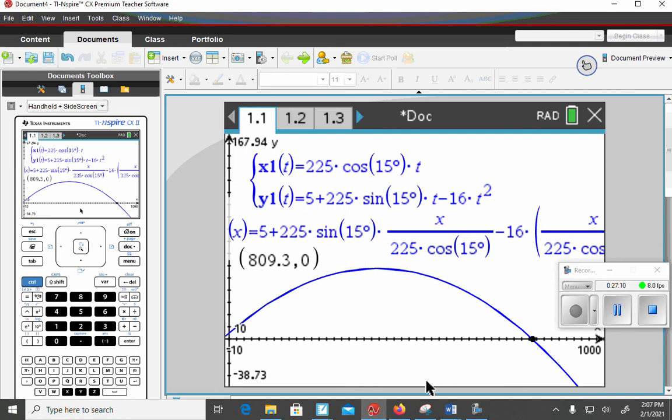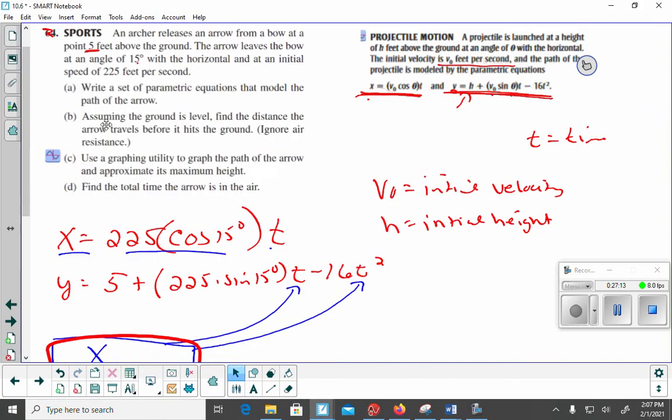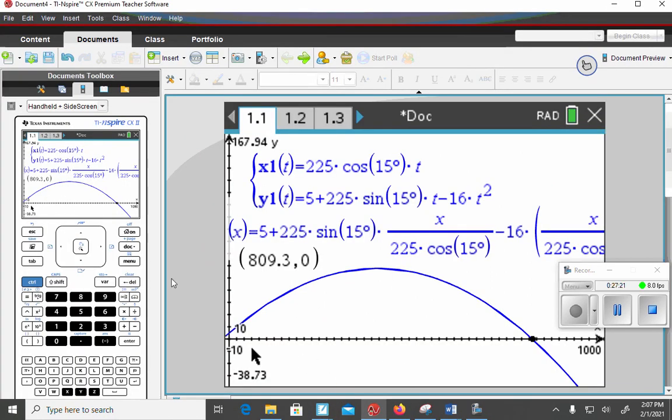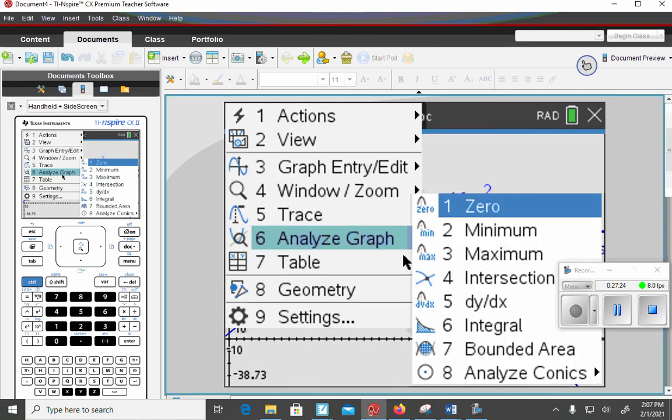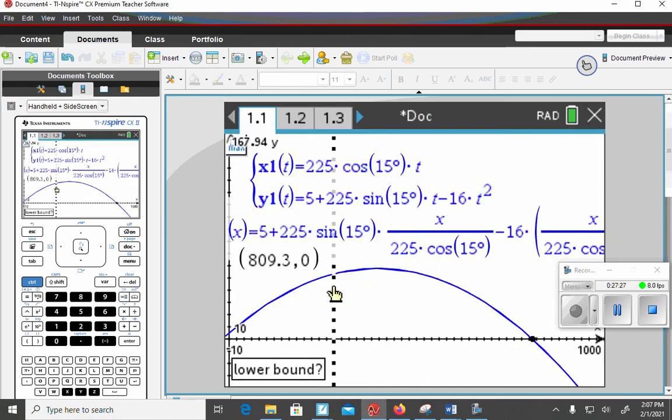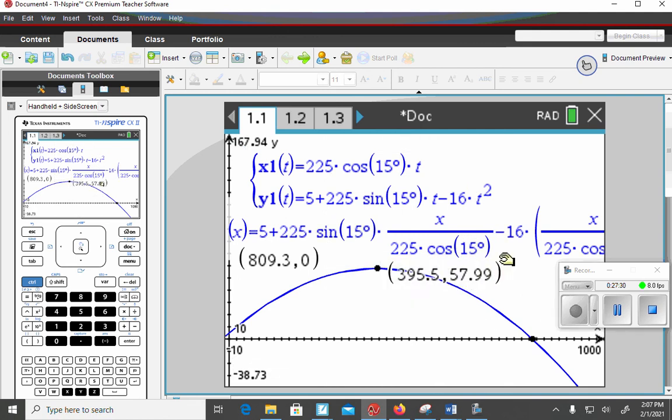The next question it asks me is use a graphing utility to graph the path of the arrow and approximate its maximum height. So now it wants the maximum height. So I'm going to do menu, analyze maximum and lower bounds, upper bounds. And so right here, the maximum height, remember, is the y value. It's going to be 57.99 or approximately 58 feet. That occurs when the arrow is 395.5 feet away from where it started. The horizontal distance would be that 395.5. The maximum height is at 57.99.